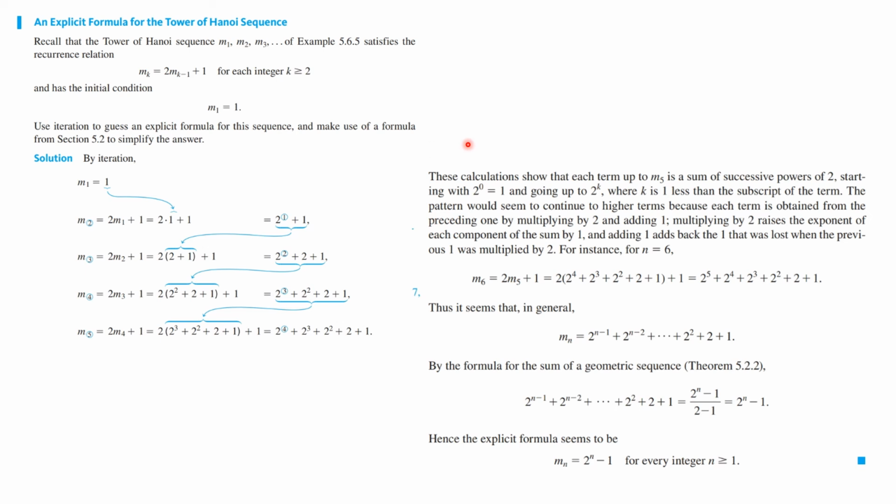Now, we're going to talk about finding an explicit formula for this. Recall that the Tower of Hanoi sequence M1, M2, Mk satisfies this recurrence relation, because we already verified this, and has the initial condition M1 is 1. So we can start iterating. We have this, we have this, we have this.